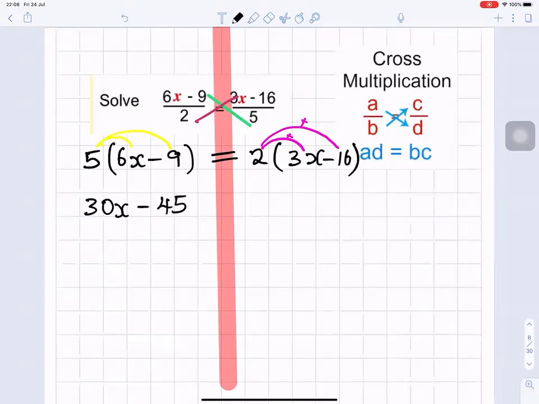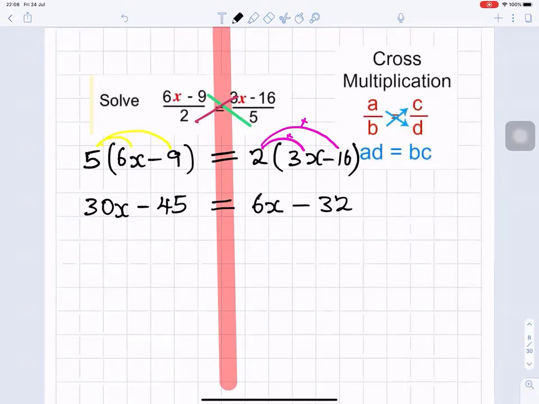You can just sit and listen and you can write it after. Equal to 2 times 3x is 6x. 2 times negative 16 is negative 32. Now from here, it's an equation with x on both sides.